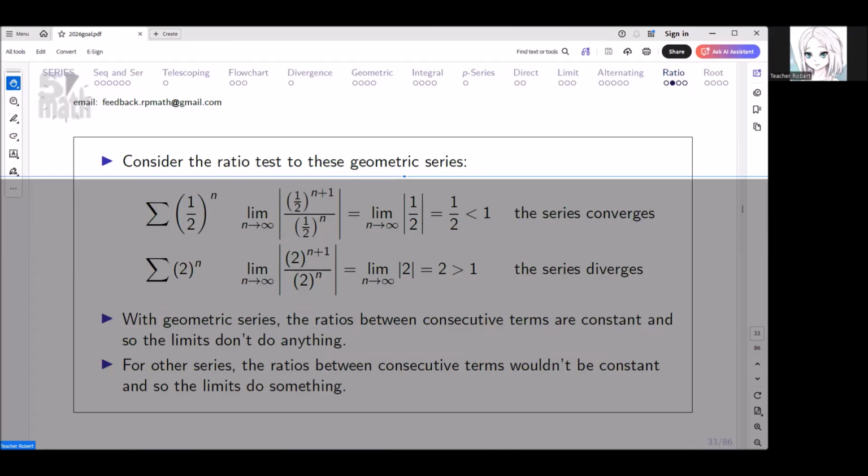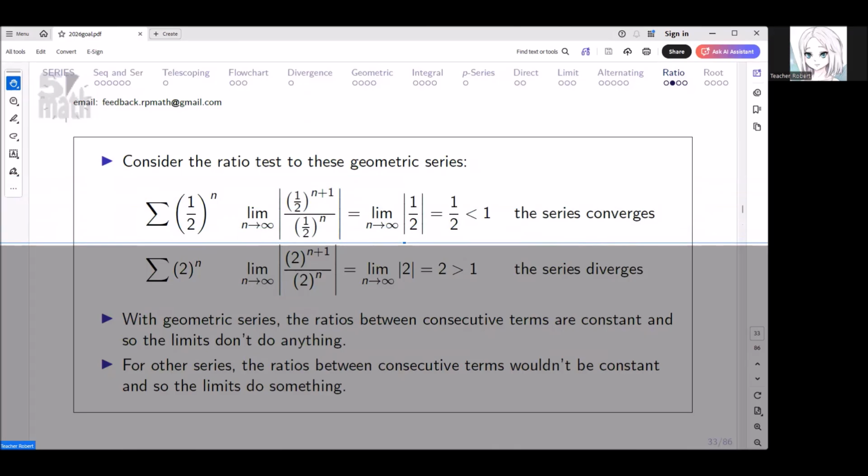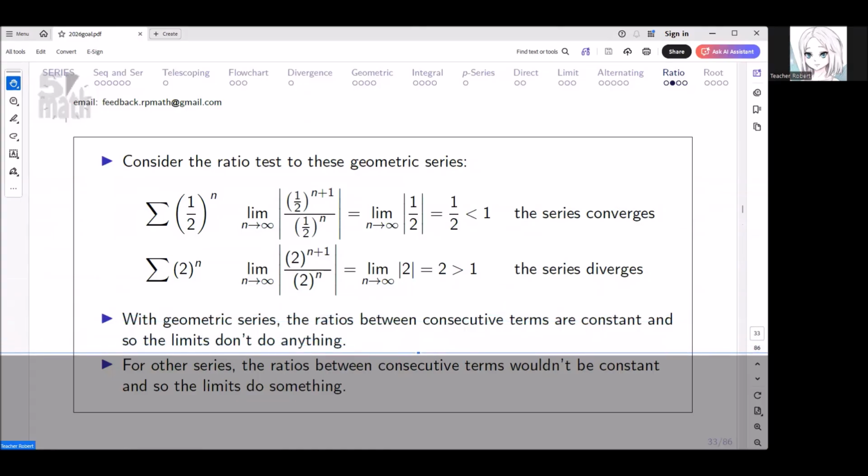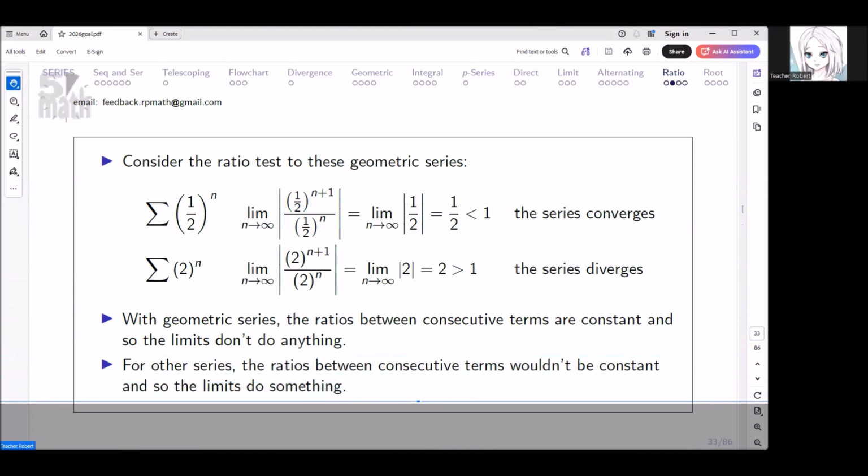Consider the ratio test applied to these geometric series. We have this, the series converges. We have that, the series diverges. With geometric series, the ratios between consecutive terms are constant, and so the limits don't do anything. For other series, the ratios between consecutive terms wouldn't be constant, and so the limits do something.